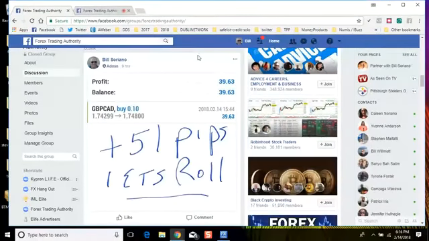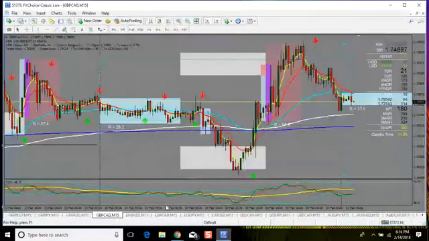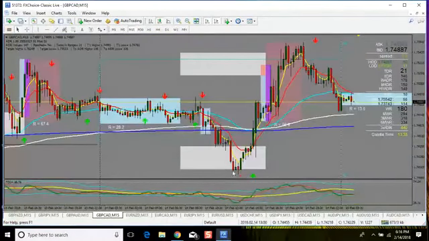It's 2:14, about 6:16 p.m. here, and here is my Forex trade from this morning, 51 pips. It was a long position, GBP CAD, $39.63. So let me show you what I saw when I took this trade. This was this morning about 6:30 in the morning Eastern Standard Time.